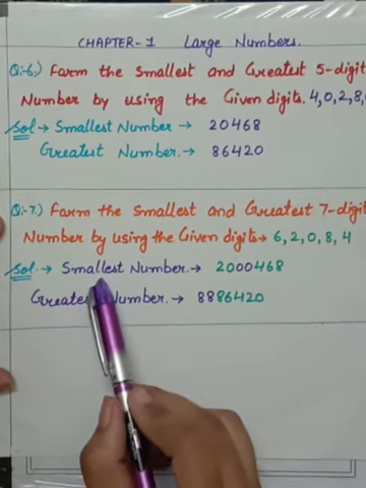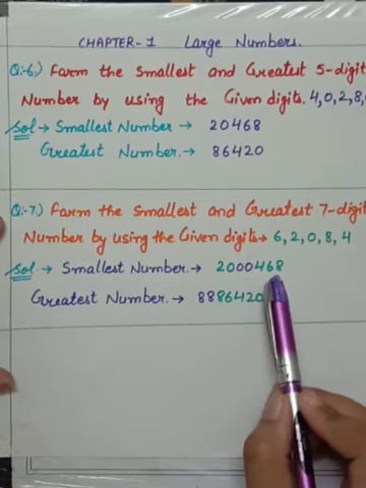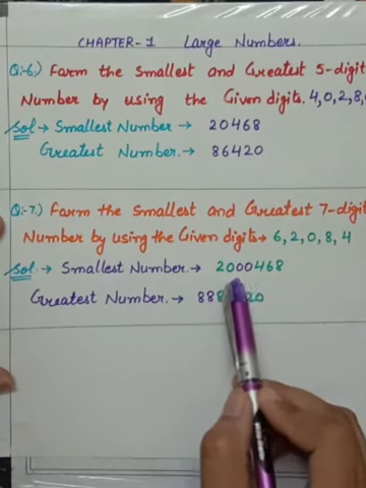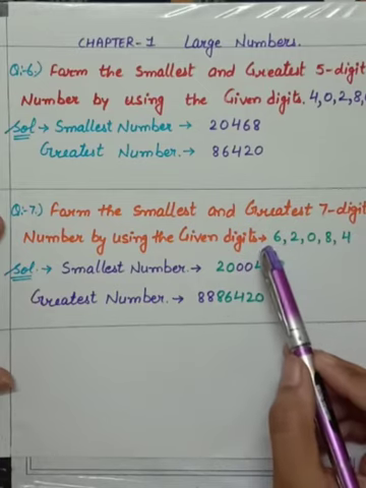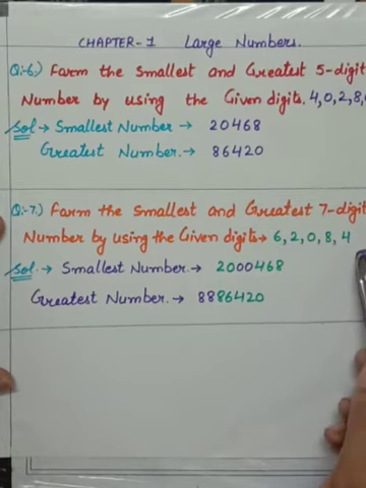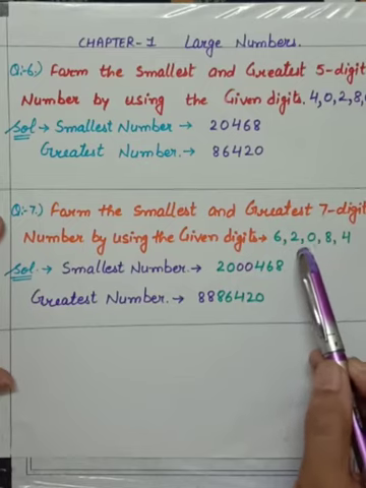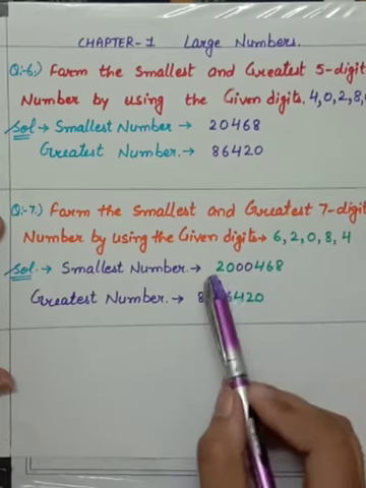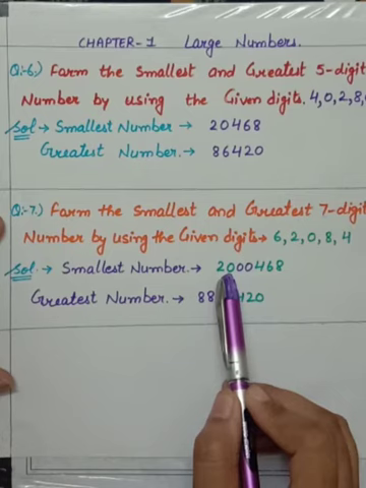See the solution. First we will make the smallest number. When we have to make the smallest number, as you already know, we arrange all the given digits in ascending order. So for the ascending order, the smallest digit will come at the first place. Here the smallest digit is 0, but we can't start a number with 0. So the next smallest number we will write in the first place. Next is 2. So we will start the number with 2. After that, on the second place we will write 0.